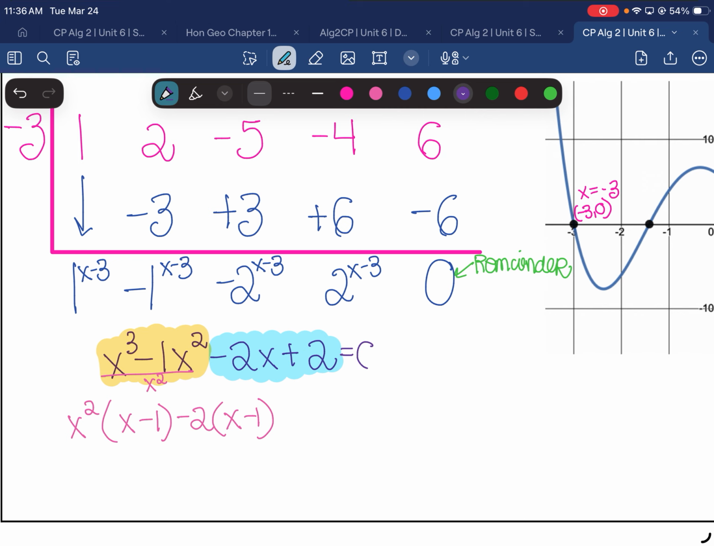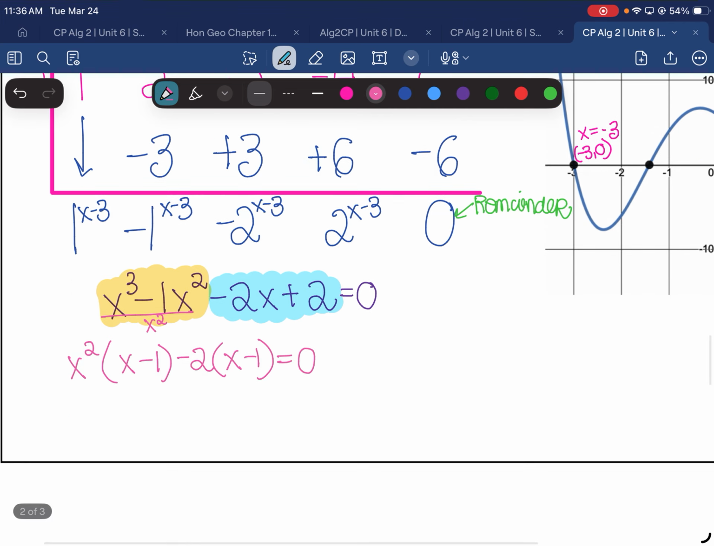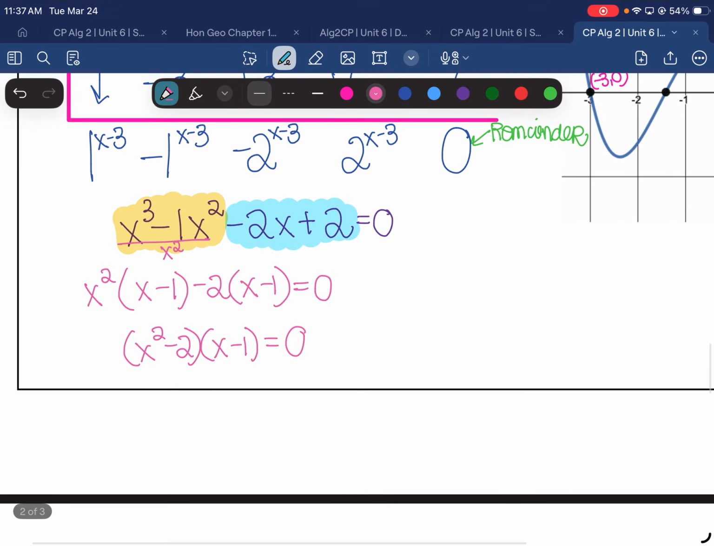Now, we also want this set equal to 0, so just be careful. Don't forget that your answers need to look like x equals a number. This one, you were able to factor it. Can you factor this one any further? The x squared minus 2? No, because 2 is not a perfect square. So how might I solve that?